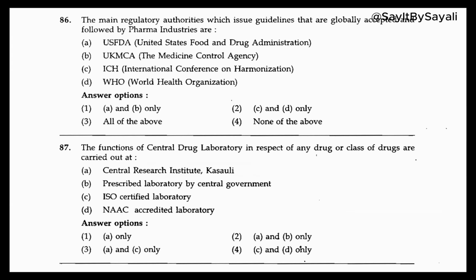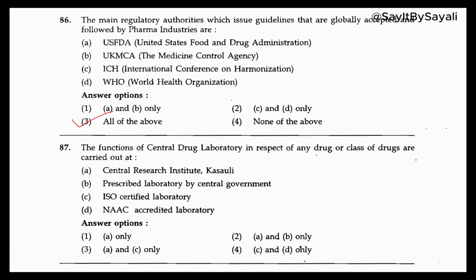Question number 86. The main regulatory authorities which issue guidelines that are globally accepted and followed by pharma industries are US FDA, UK MCA, ICH and WHO. हे तर यायलाच पाहिजे. The correct answer is all of the above.